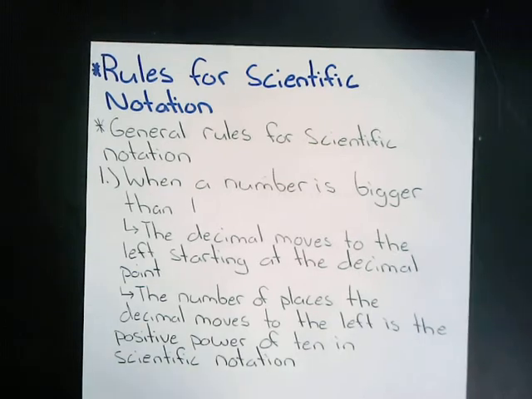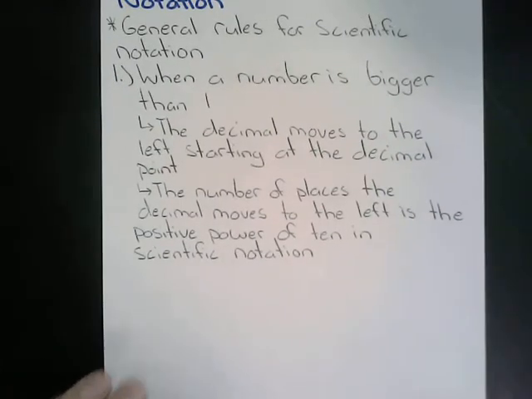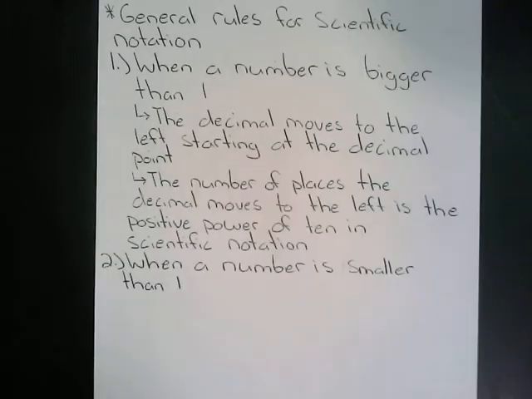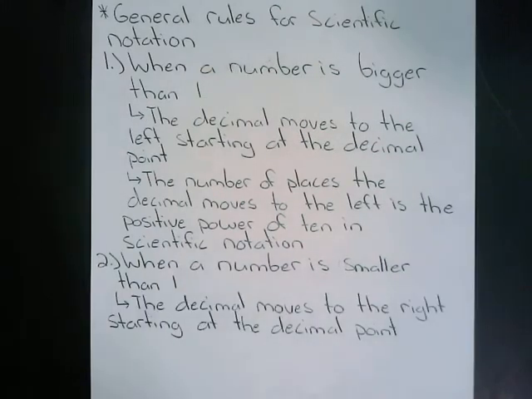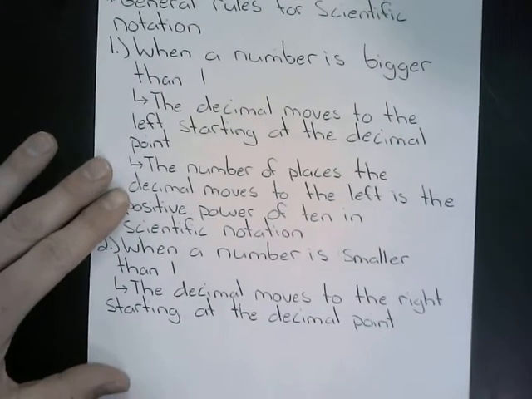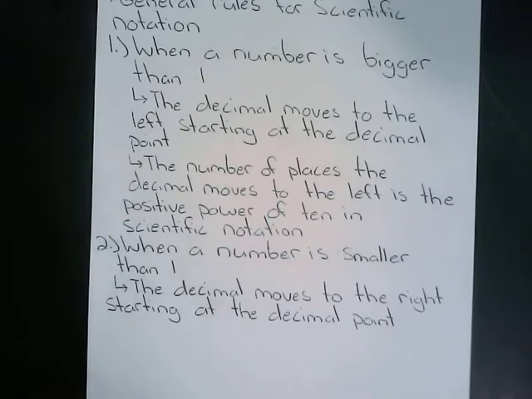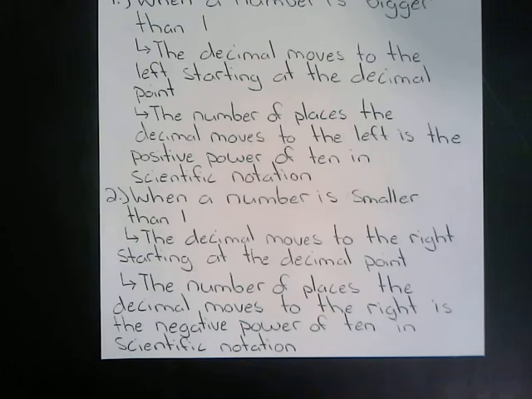Now, our other general rule here is when a number is smaller than 1. When we have a number smaller than 1, the decimal moves to the right starting at the decimal point. And the number of places the decimal moves to the right is the negative power of 10 in scientific notation. Now, let's try these general rules about scientific notation in an example.